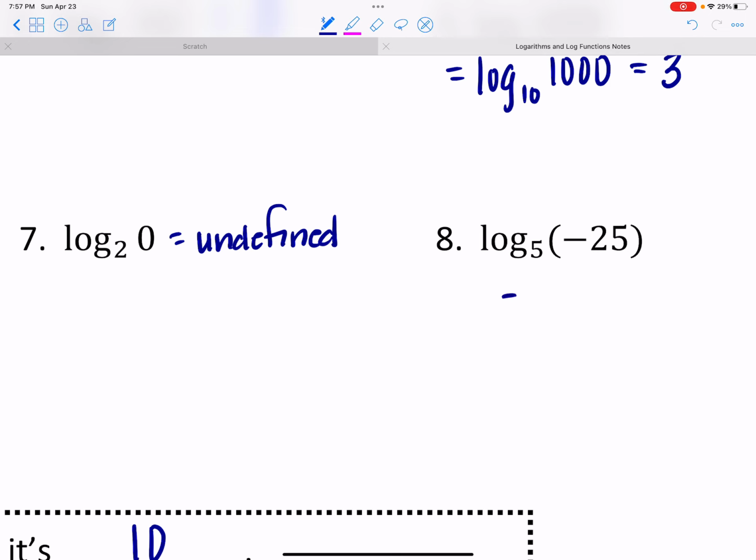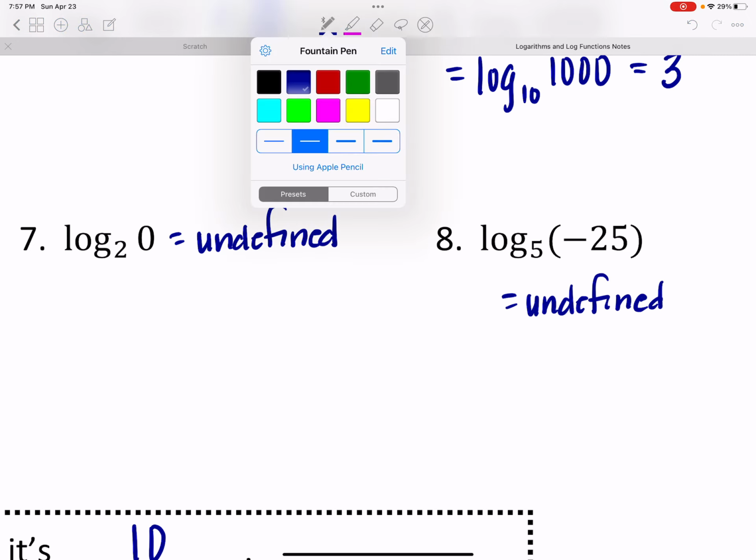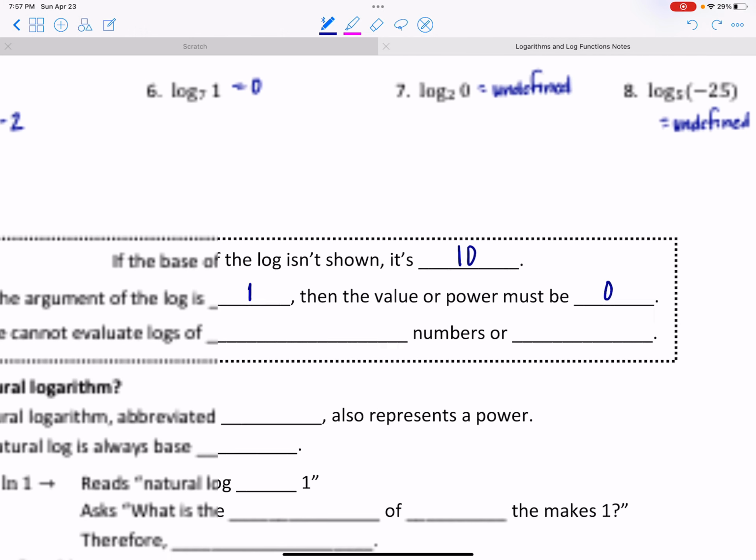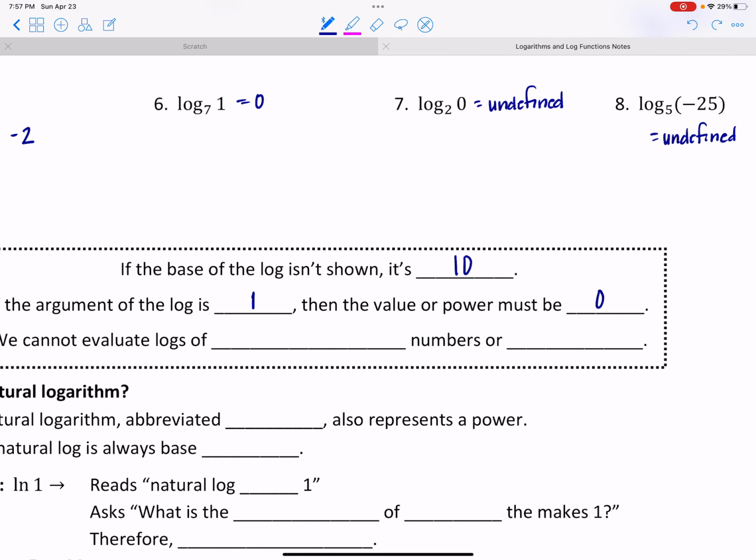And so we'll generalize here. If we're trying to evaluate a log expression, a 0 in the argument or a negative in the argument is not going to be possible. That would leave us with something undefined. So we cannot evaluate logs of negative numbers or 0. Those expressions would be undefined.